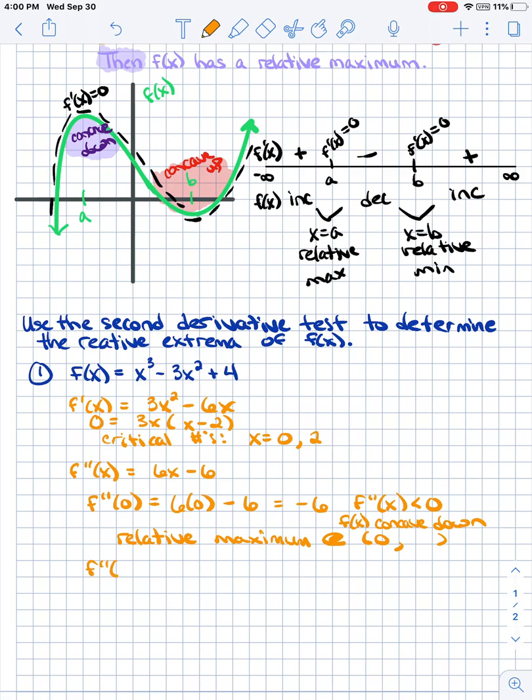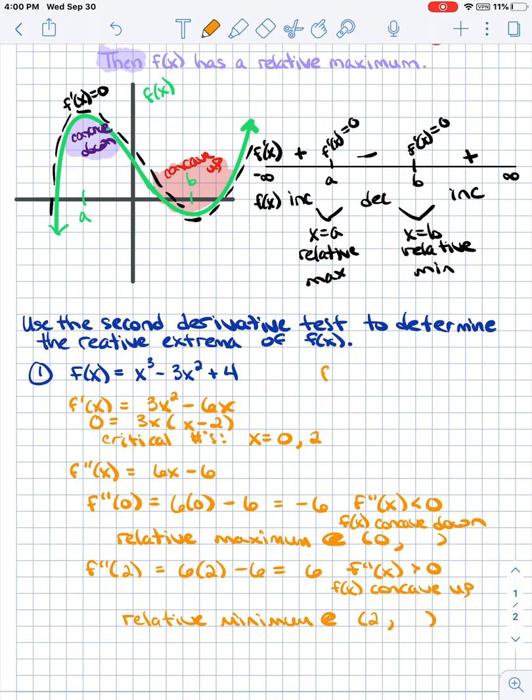Okay, let's now test the other critical number. Let's test when x is equal to 2. So we have 6 times 2 minus 6. That's positive 6. We know that the second derivative is positive at that critical number, which tells me that f of x is concave up. And that tells me then that we have a relative minimum at the point 2 comma something. We need to find the y value.